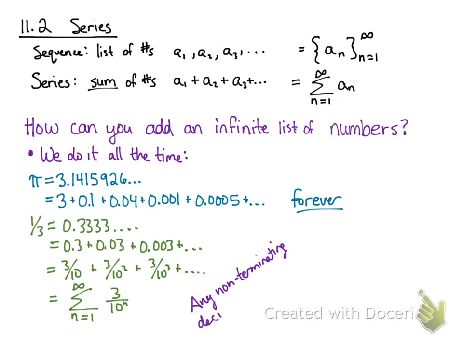So, in particular, any non-terminating decimal really is an infinite series. And it's got a finite sum. So we should have no trouble believing that you can have these infinite additions that add up to a finite sum, a finite number.